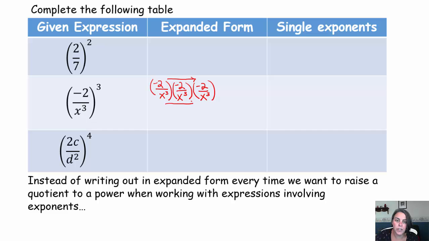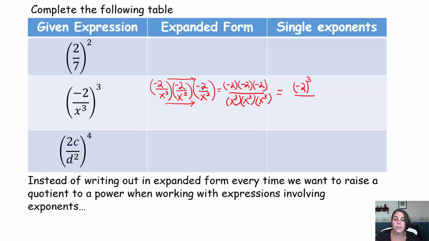We're going to multiply straight across the top, straight across the bottom. We're going to get negative 2 times negative 2 times negative 2 over x to the third times x to the third times x to the third. And then we're just going to rewrite these using single exponents. So negative 2 times negative 2 times negative 2, well that means negative 2 to the third power.